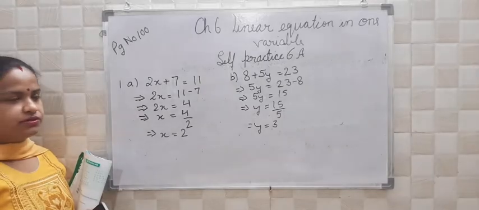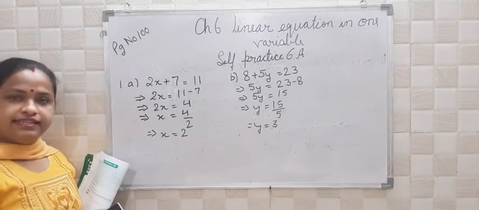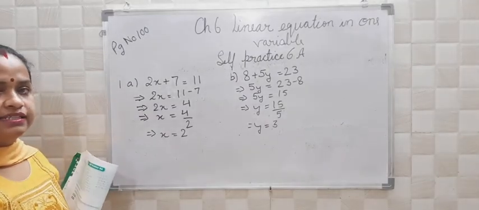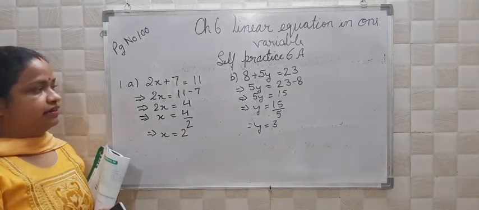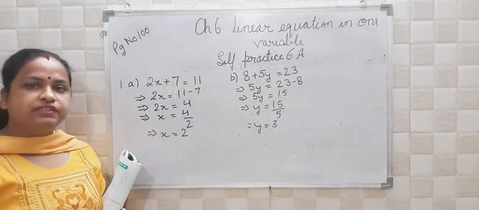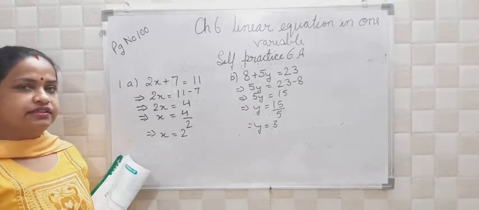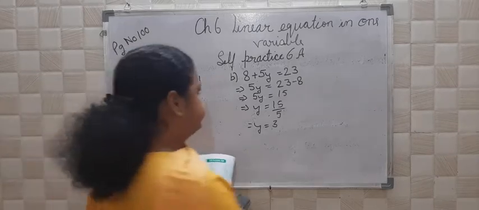8 plus 5y is equal to 23. Now 23, 8 you will shift on the right hand side. It will become 23 minus 8. That will be equal to 15. And y is equal to 15 by 5, and y will be equal to 3. Correct? Okay. Now see the C part.